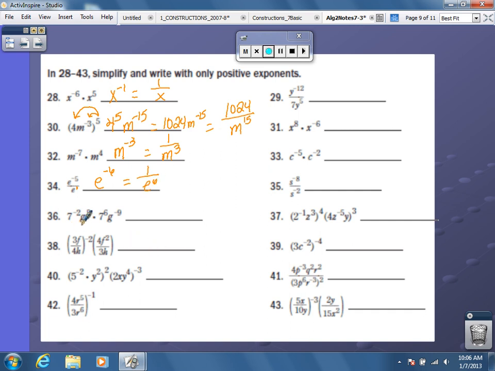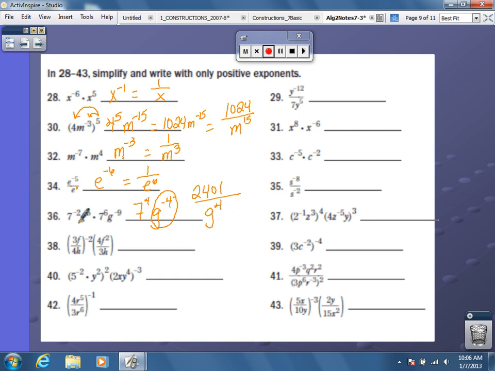Here let's take 7 to the negative 2 times 7 to the 6th. That's 7 to the 4th, and I add those exponents. G to the negative 4th. 7 to the 4th is okay, but I'm going to change it to a number, 2401. G to the negative 4th is not okay. I need to move that below to make that a positive exponent.